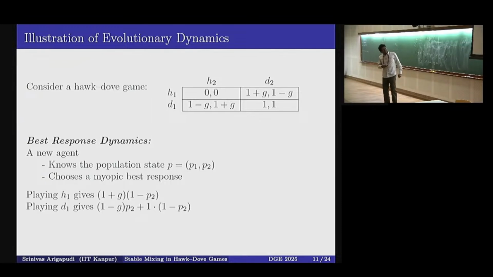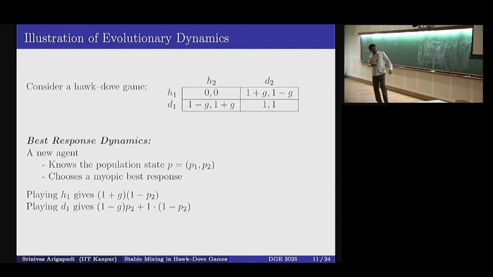So here, in this setting, I am a new agent who enters population 1. If I know the population state, I can do some expected payoff computations. If I play H1, with probability P2, I'll be encountering someone playing H2. And with probability 1 minus P2, I'll be encountering someone who's playing D2.